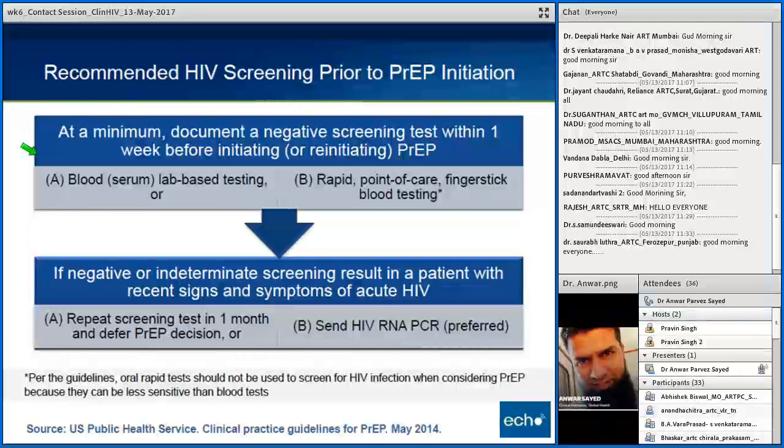Now again, as I mentioned before, the recommended HIV testing and screening test, as it was mentioned in this session by UW faculty also, is that we don't commonly use oral tests in India. Our HIV screening tests are usually blood or serum based only. So those are the only recommended tests for ruling out HIV infection.